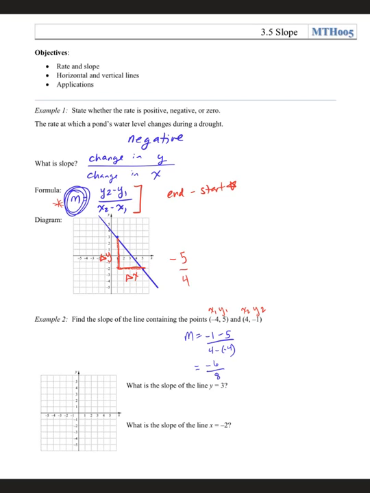Now we always want to reduce fractions as much as possible, so that'd be -3/4. So you would know that if we were to plot those two points, we'd have a line going down, just like in the diagram I drew above.